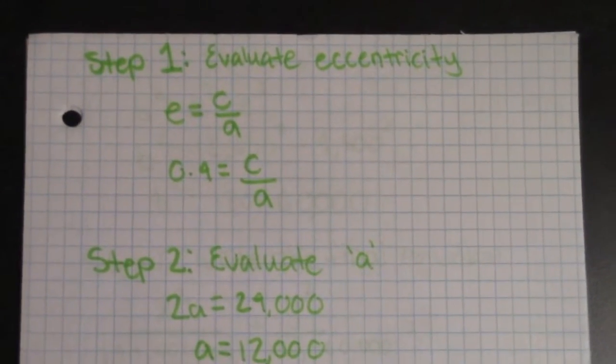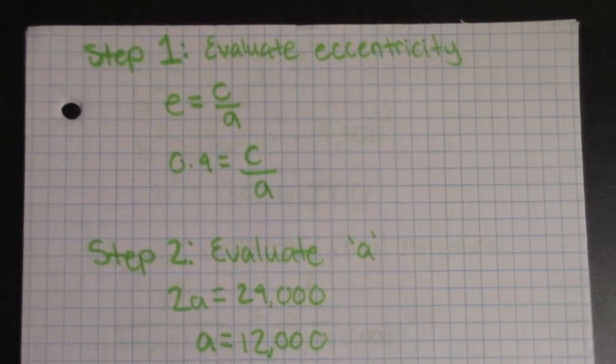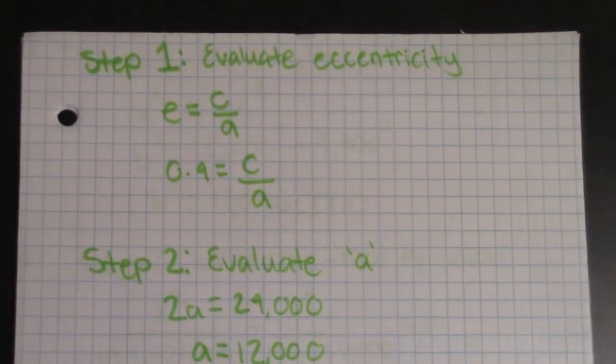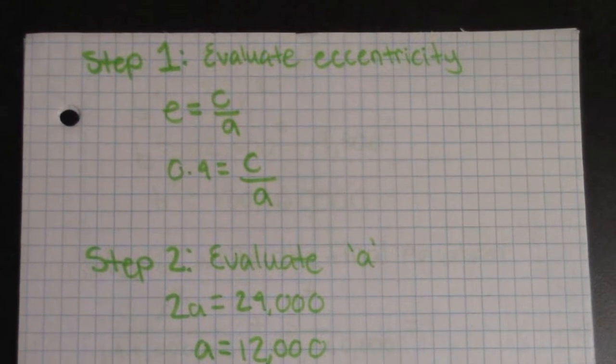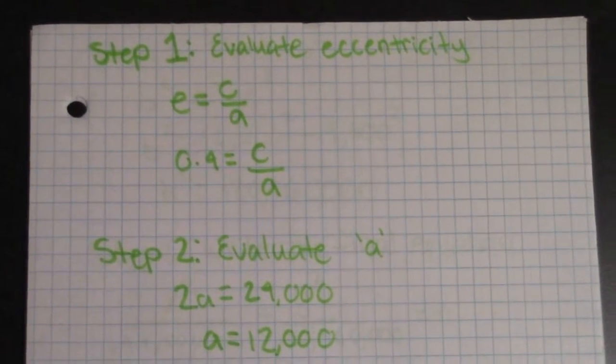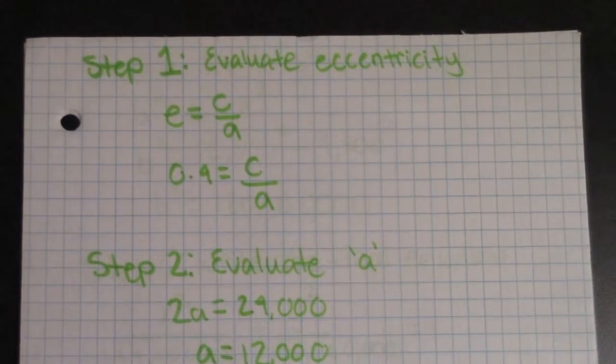So the best thing to do with this problem is just evaluate all the information they gave us. They gave us a lot, so let's just take it piece by piece. Okay, first they gave us eccentricity, which we know is equal to 0.4, which will equal C over A.